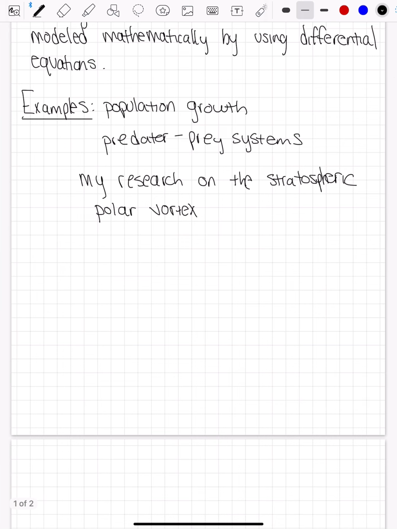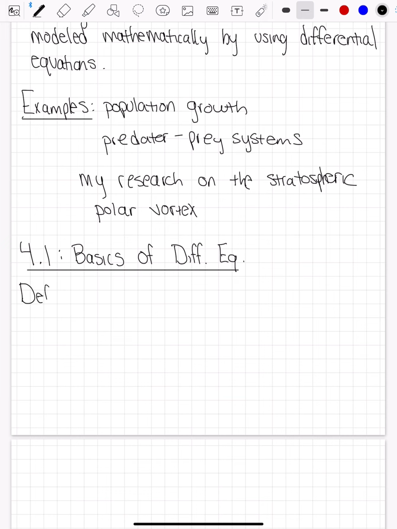Section 4.1 is going to be all about the basics of differential equations, and a short phrase that's used for differential equations is diffie-qs. So the reason why diffie-qs are so useful is because, let's define them.